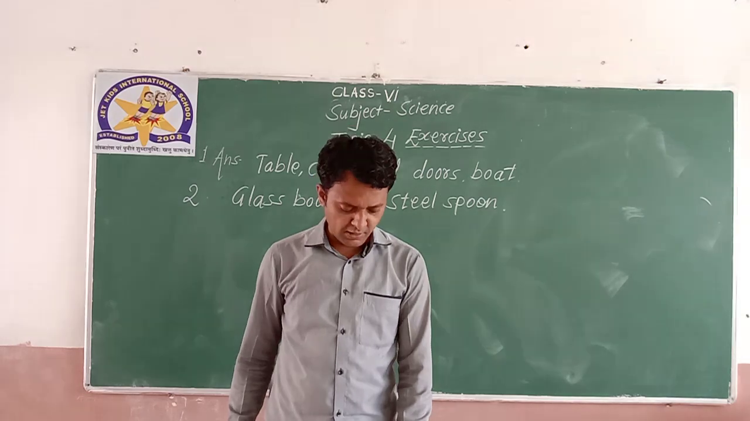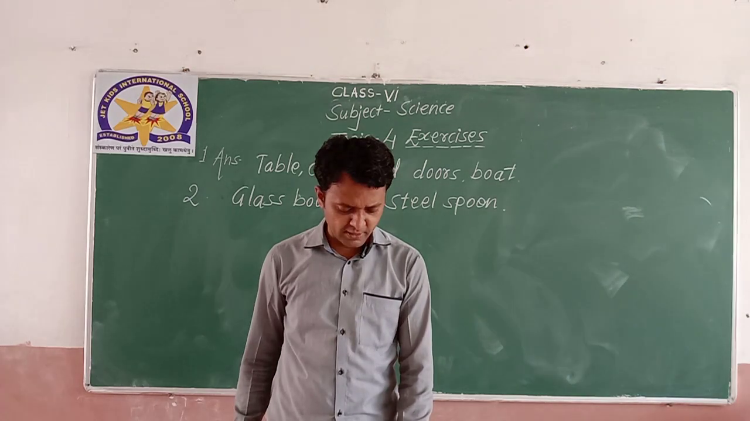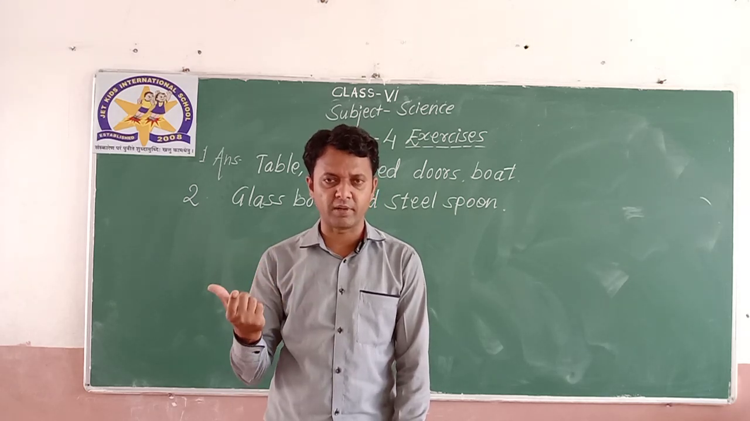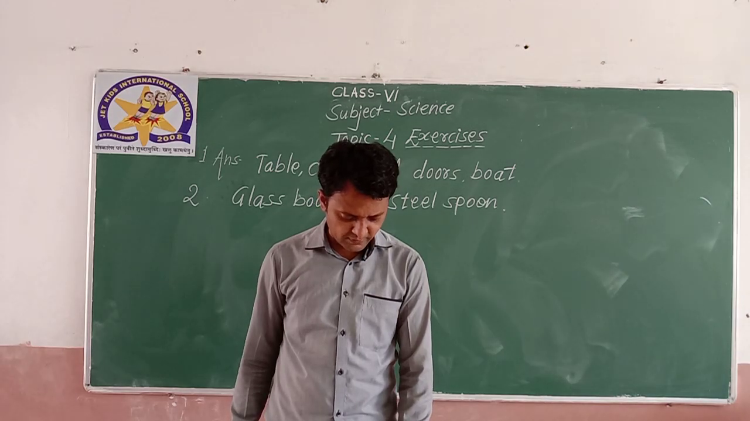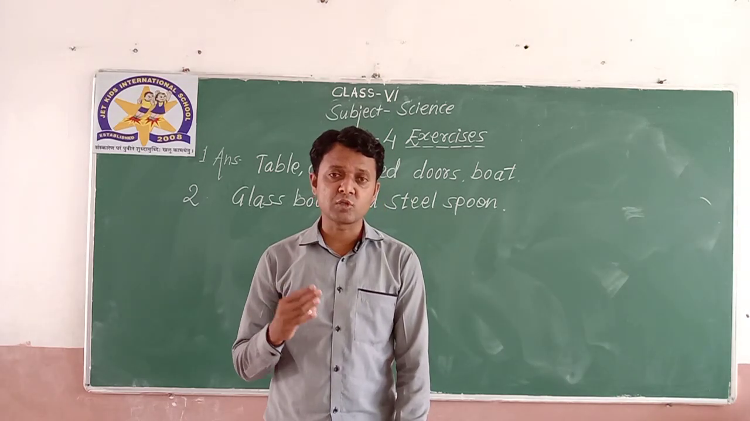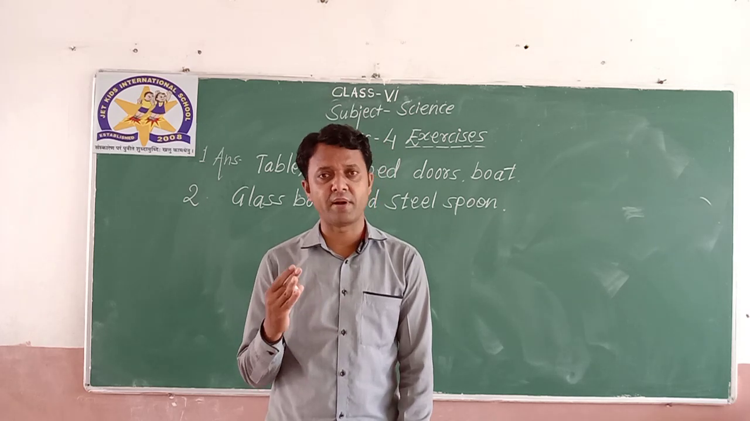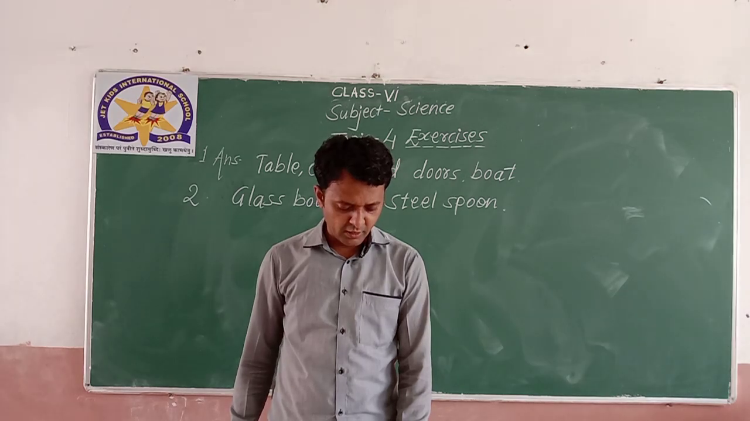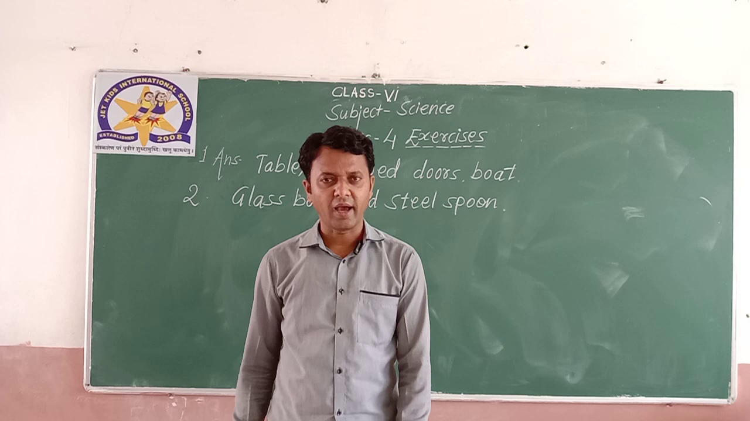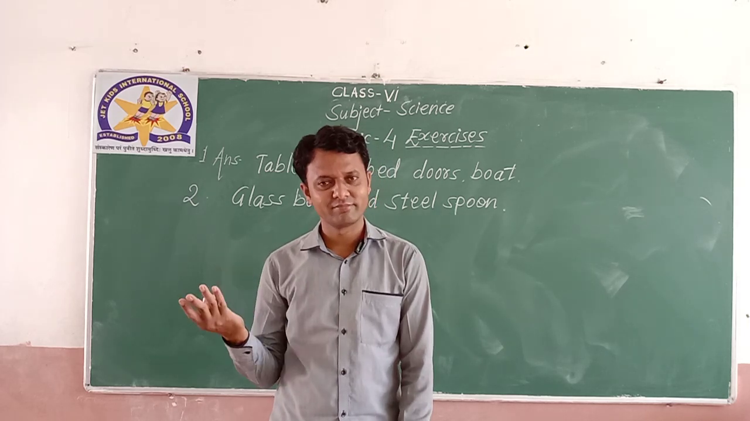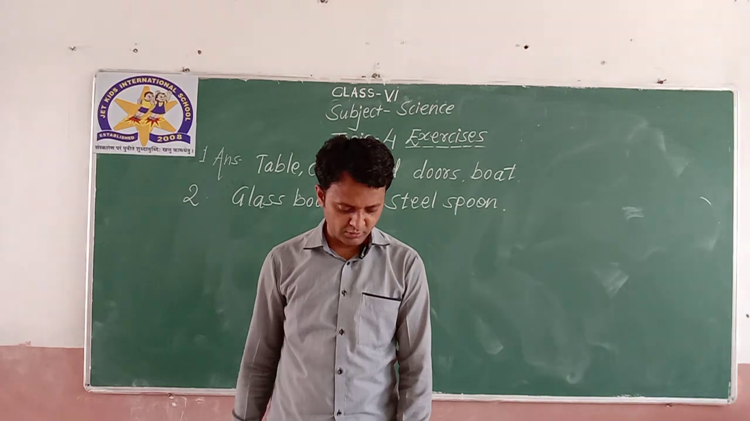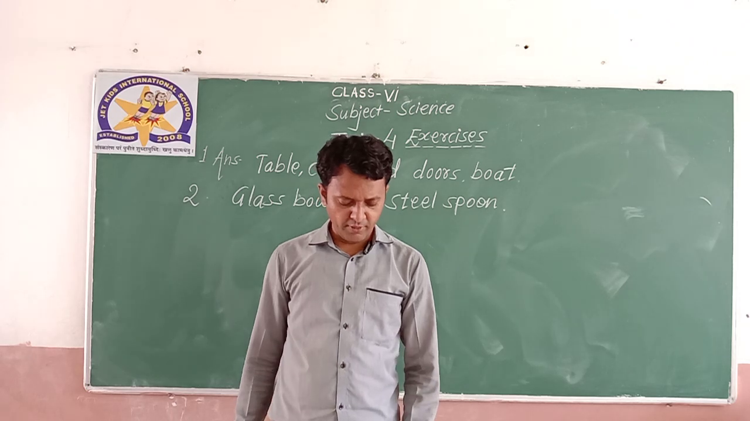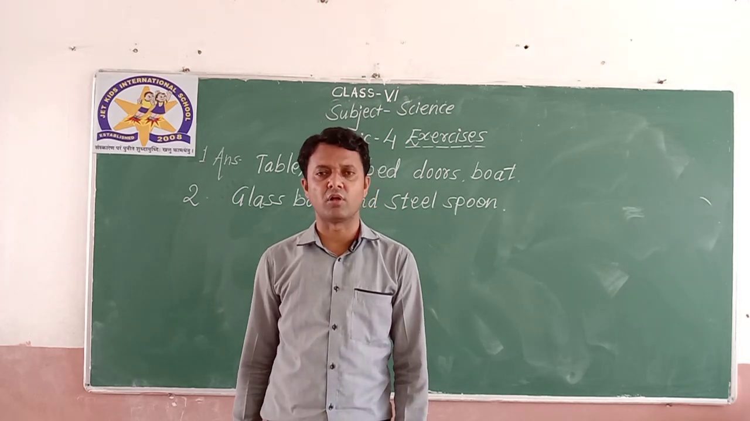Second, tumbler. Tumbler is made of glass and also of plastic. So you can attach both. Chair. Chair can be made of wood and also of plastic. So both are possible. Toy. Toy can be made of wood and also of plastic, wood and plastic both. Now shoes are made of leather. Okay, understood? Moving on, question number 4, that is true and false.